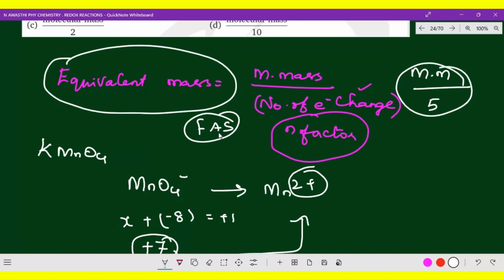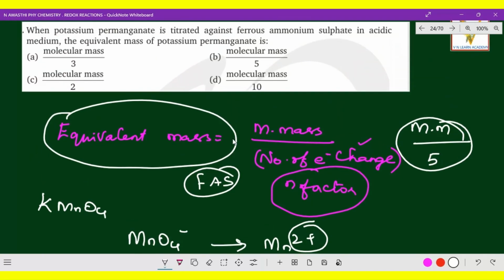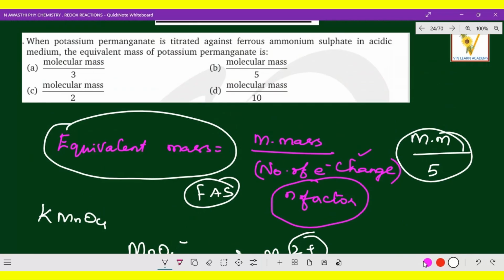I hope you got the clarity. How do we identify equivalent mass? Equivalent mass is nothing but molecular mass divided by the number of electrons change in the redox reaction. So which is the correct option? Option B is the correct option. I hope you got the clarity about what equivalent mass is and how to identify the n factor also. Come on, let us go to the next question.